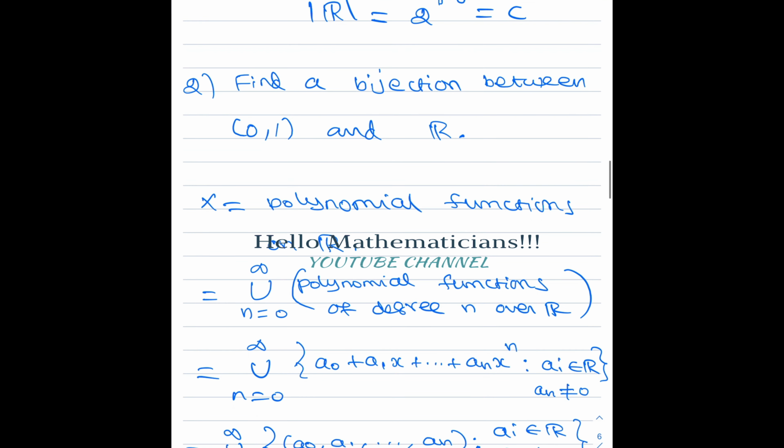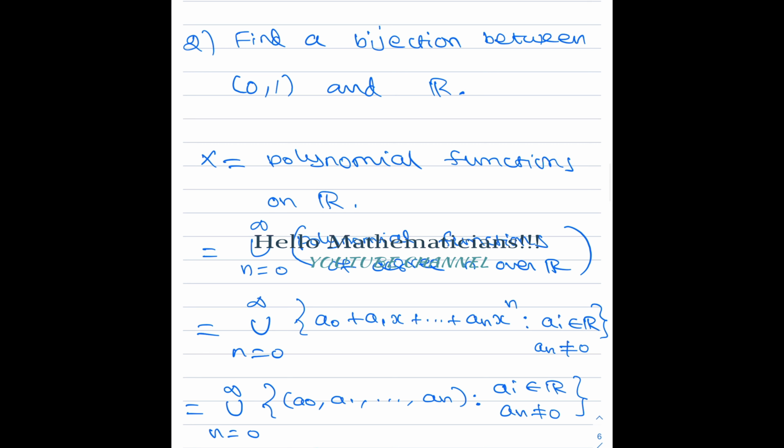Okay, now we come to the question. X is a polynomial function on R. That is what is given.